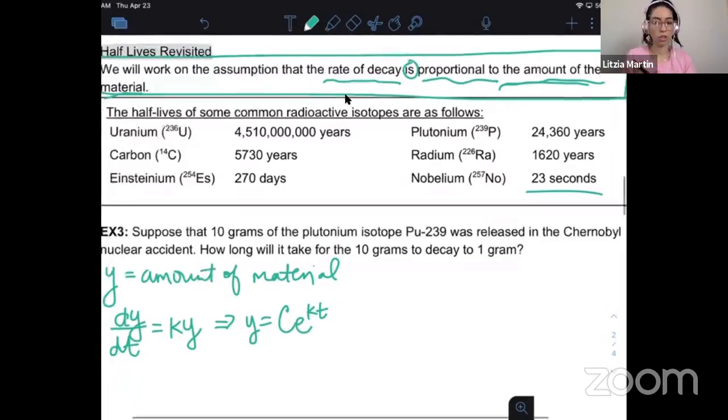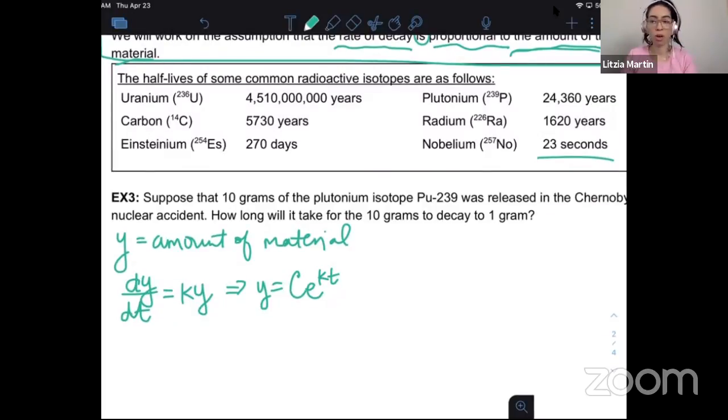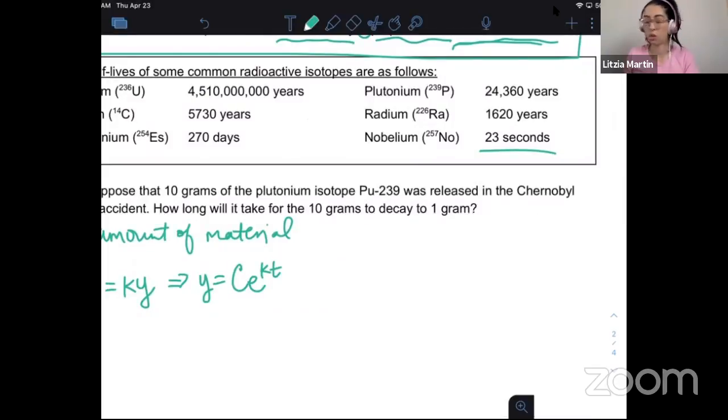Okay. Any questions so far? Let me know if you have any. So now the actual question is asking, how long will it take for the 10 grams to decay to 1 gram? So how long means we need to know what is t equal to when y is equal to 1. Because remember, y represents the amount of material. So we want to know, what is t equal to when y is equal to 1? The 10 grams, how does that kind of fit in? Well, 10 grams is what we're starting with.